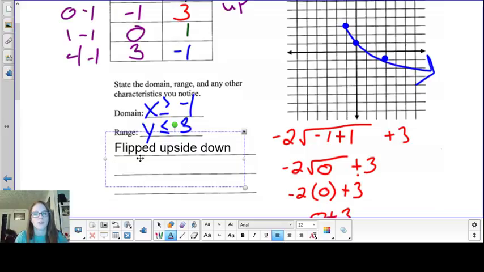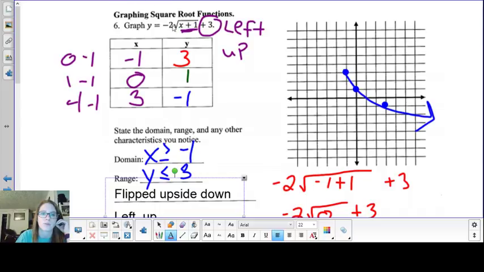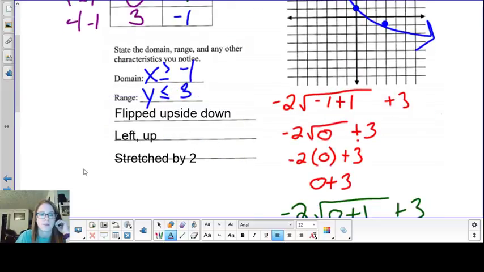Okay. It also moved to the left, and it went up compared to my normal parent graph of being at 0, 0, and it's stretched by 2 because I have that 2 out in front. So all of those 4 things happened to it. That's a lot.